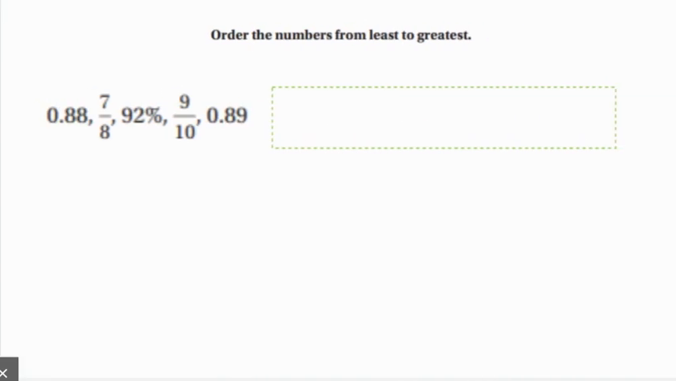Here is the next question on that same slide, least to greatest. So again, we're going to change everything to percent. So I'm going to move it over 2 places to the right. So this is 88%.